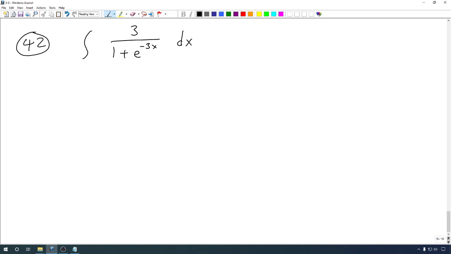It might seem obvious to try setting u equal to the bottom. If we set u equal to 1 plus e to the negative 3x, when we take the differential here, well, the 1 goes away. We end up getting a negative 3 from doing a chain rule here. So we have negative 3 times e to the negative 3x dx. Unfortunately, this derivative is not found in our integrand at all. We don't have an e to the negative 3x. So it's kind of unclear exactly how we proceed here.